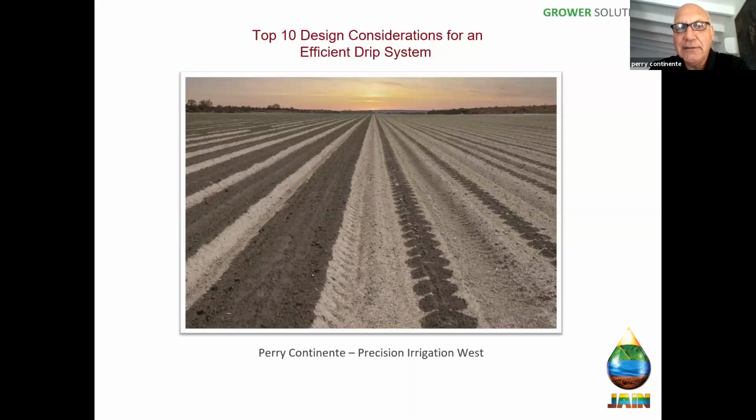Anyway, today we're going to discuss 10 design considerations for efficient drip systems, and so we'll get going here. It does seem a little bit, I haven't done too much of this remotely, but here we go.